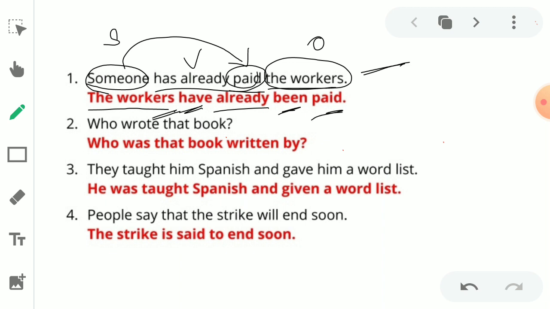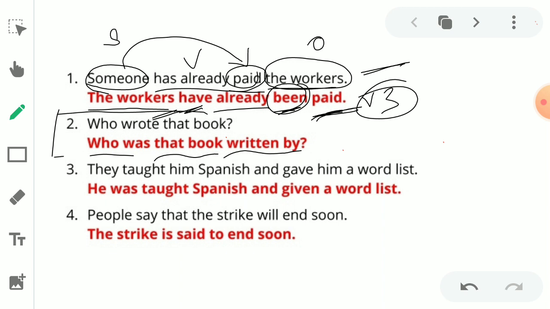Because of tense form we have to take this. So which tense is used here? Present perfect. So that is why been is used along with paid. This is what? V3 form of pay. Then, who wrote that book? Who was that book written by?